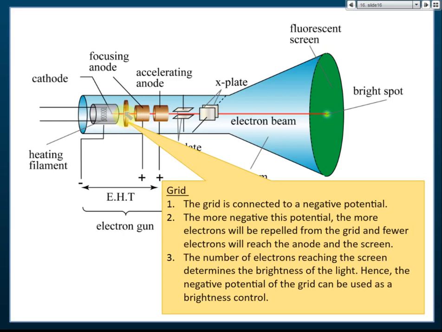When we control the amount of electrons, we control the brightness. If more electrons pass through, it will produce a brighter spot. If fewer electrons pass through, it will produce a dimmer spot. So the control grid controls the amount of electrons passing through it and therefore controls the brightness of the spot on the screen. The number of electrons reaching the screen determines the brightness of the light, so the negative potential of the grid can be used as a brightness control.